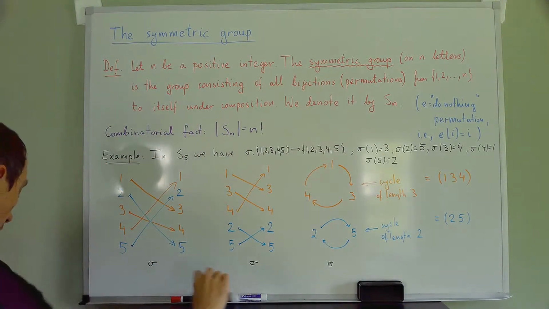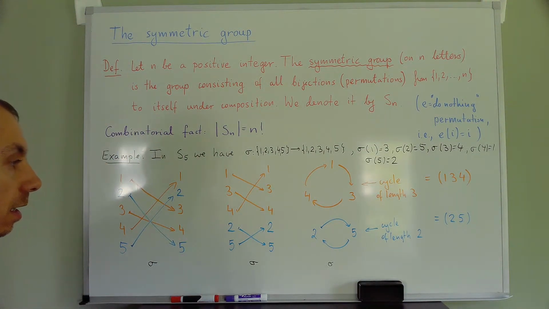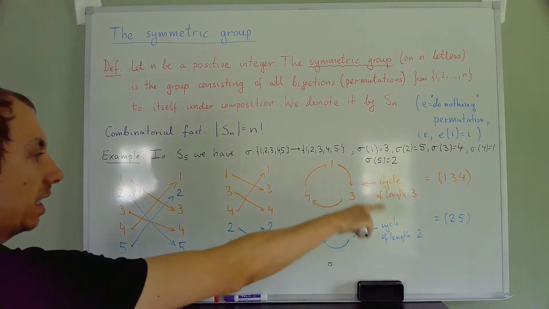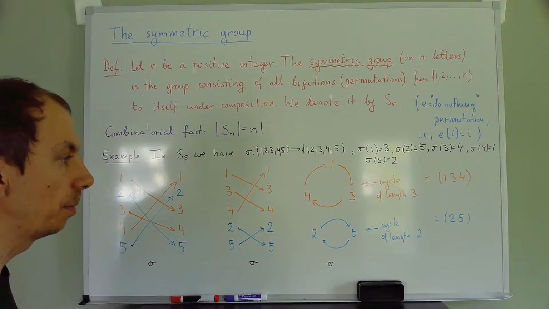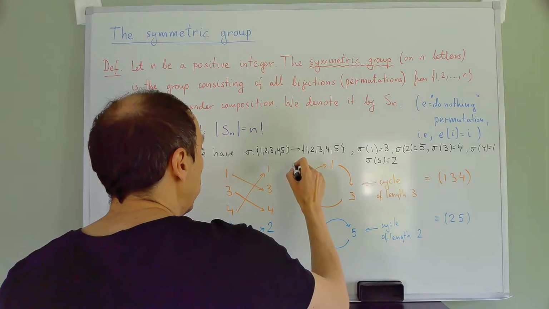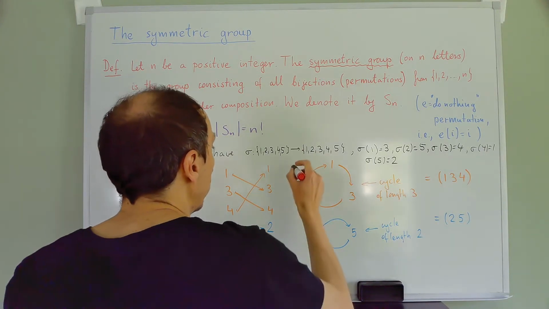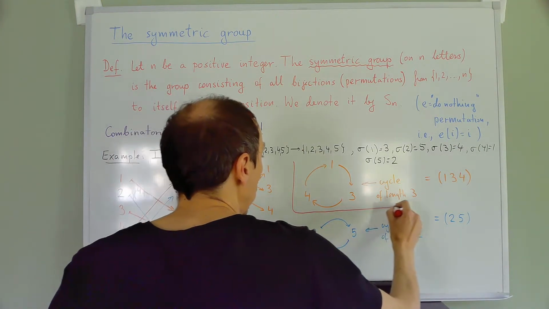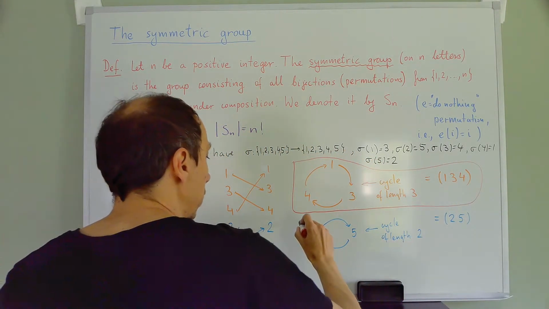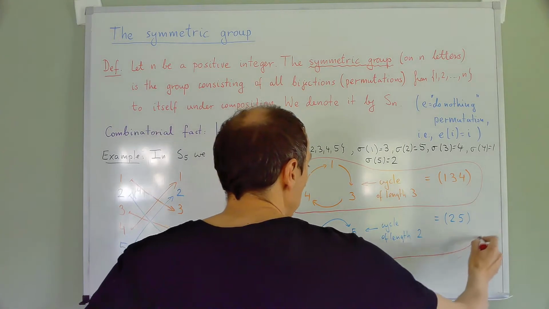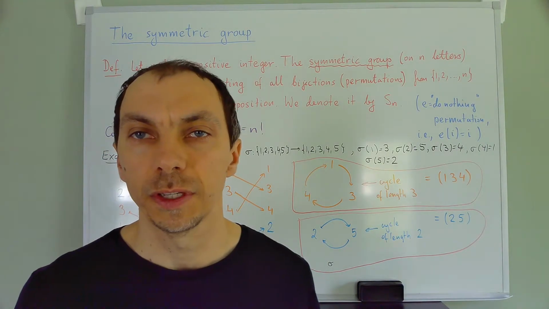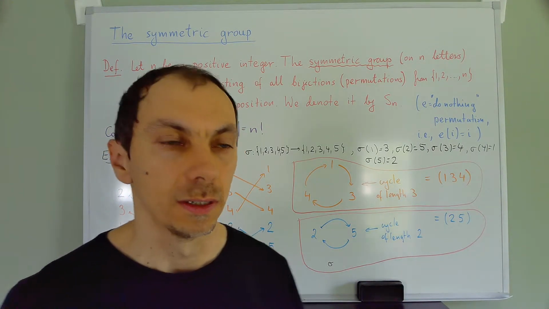So in other words, what I have done is I have written my permutation, sigma, as a product of these two cycles, as a composition of these two cycles. What am I talking about? This cycle over here and this cycle over here, they can be thought of as completely independent permutations.